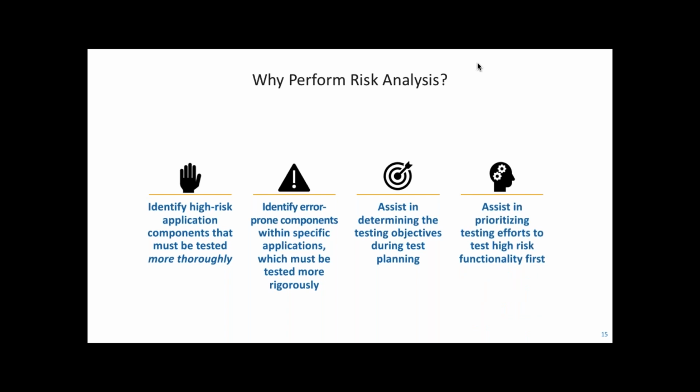Also, performing risk analysis will assist in prioritizing our testing efforts to test high functionality first. So I'd like for all of you to think back during the years in your experience. Has there ever been a situation where you've had to communicate to your leadership that you were not able to execute all of the regression tests? So how did that make you feel? What was the reaction of leadership in that situation?